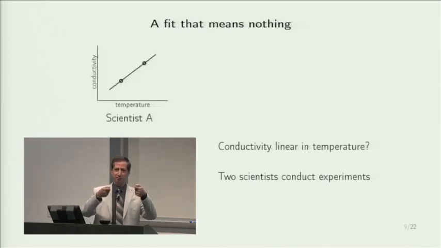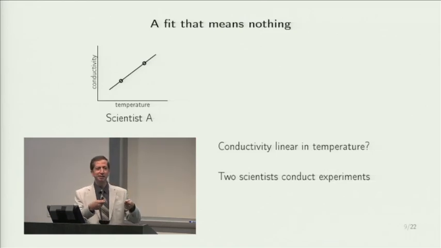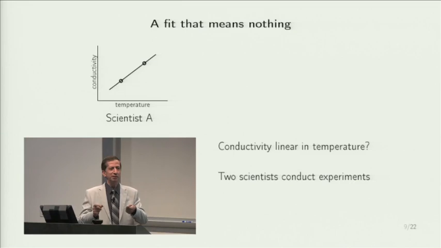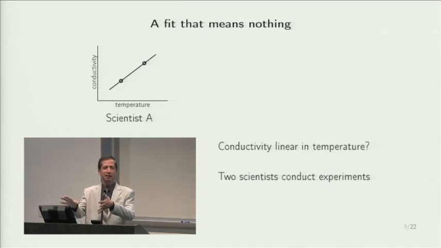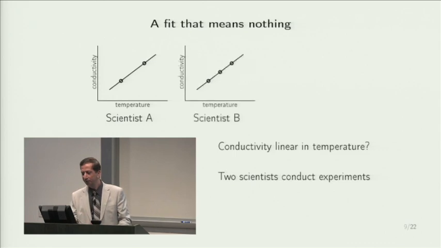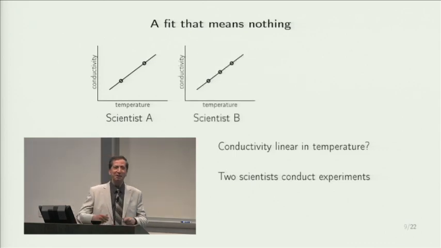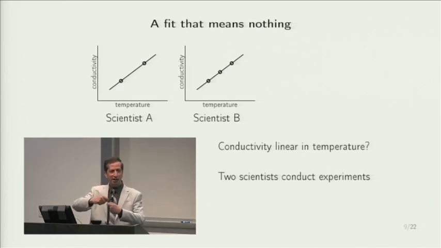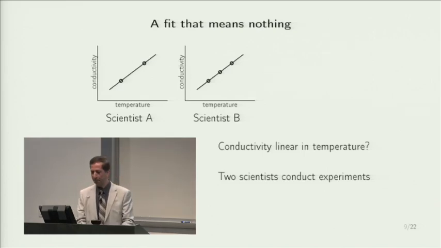Took the metal, but they had a dinner appointment, so they were in a hurry. So they got 2 points and drew the line and gave you this. The second guy had a supper appointment, so had more time to do it. So did it 3 times and then put the line.